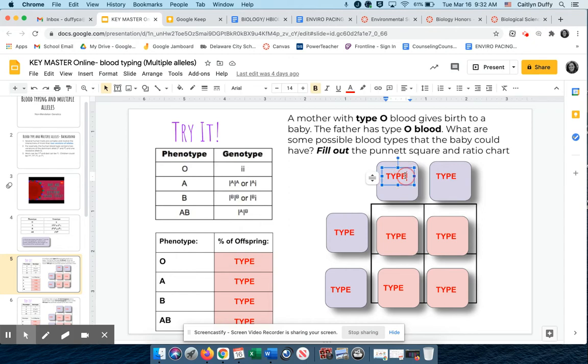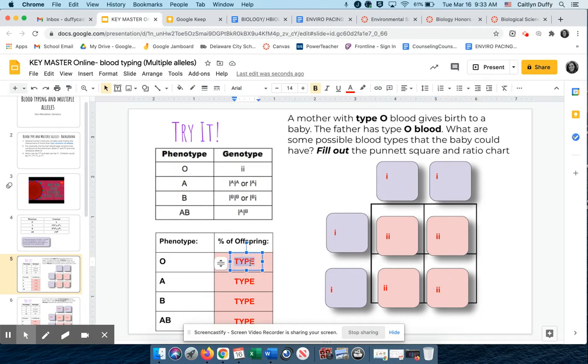This should be quick and easy. Mom is type O, so little i, little i. Dad's type O, little i, little i. What are all of the offspring going to be? Little i, little i, in every box. The only possible phenotype for these two parents is having a type O baby.